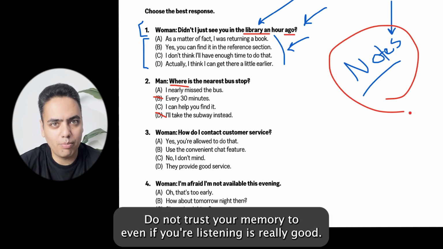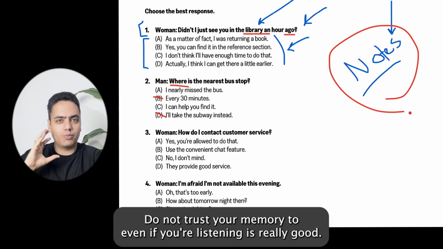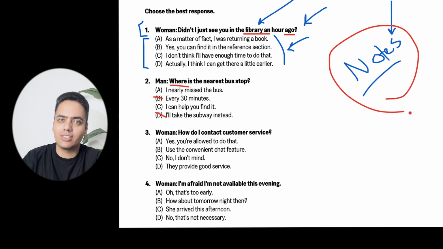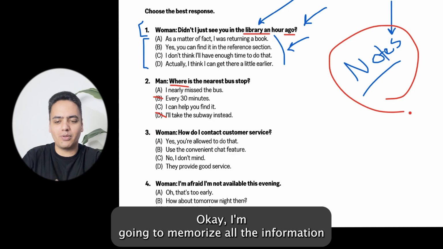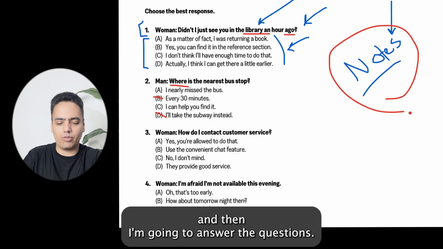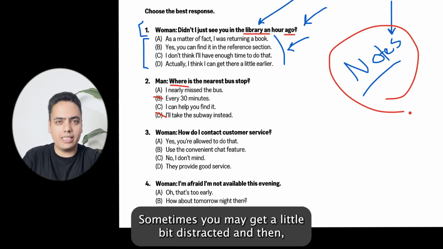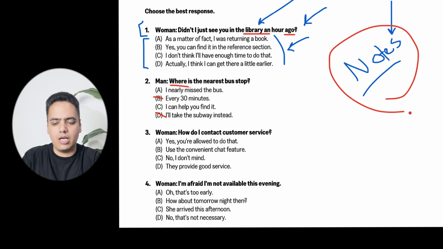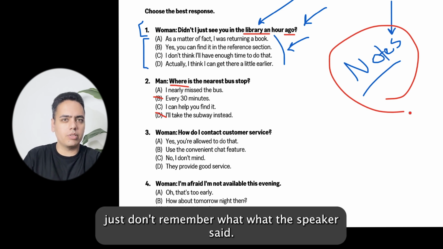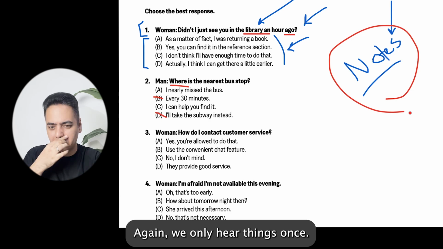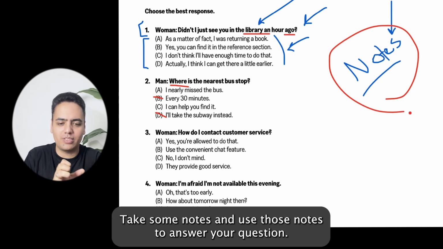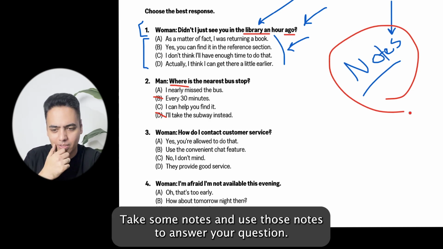Do not trust your memory, even if your listening is really good. Do not over-trust your memory, thinking, okay, I'm going to memorize all the information and then answer the questions. Sometimes you may get a little bit distracted and then just not remember what the speaker said. Again, we only hear things once. Don't risk it. Take some notes and use those notes to answer your question.